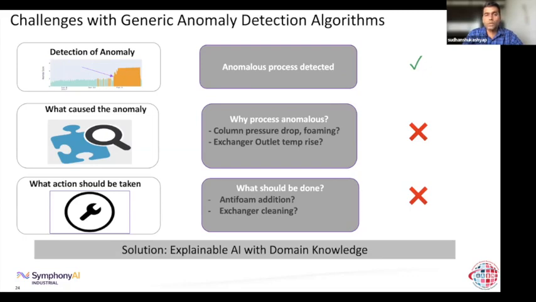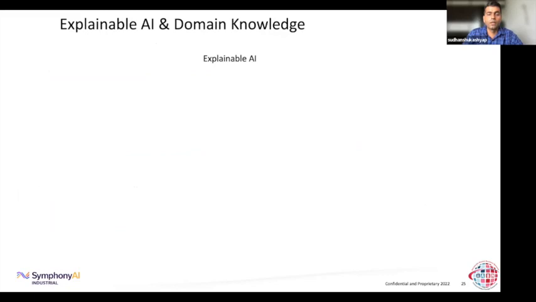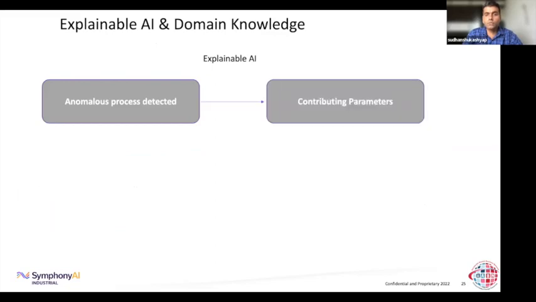The solution is doing explainable AI and then adding domain knowledge along with it. So let's understand how this works. When we call it explainable AI, once the anomalous process is detected, these methods also give contributing parameters. So it tells exactly which measurements, which sensors particularly caused this anomaly. So you can localize that problem. You'll be able to understand, okay, this is my inlet temperature, or this is outlet temperature, or this particular pressure. So you know 3 or 4 top parameters causing this anomaly.